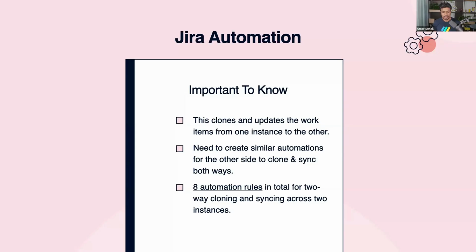But so essentially, if I counted right, this would right now just clone and sync from one direction to the other. And if you want to do it from the other instance to instance A, for example, then you'll have to create all of these again, right? Exactly, yeah. Okay. So essentially 8 automations in total for this two-way syncing and cloning. Yeah. Oh wow. Okay. That's a lot. But yeah, I mean, if somebody needs to do it, then maybe next slide, I guess.